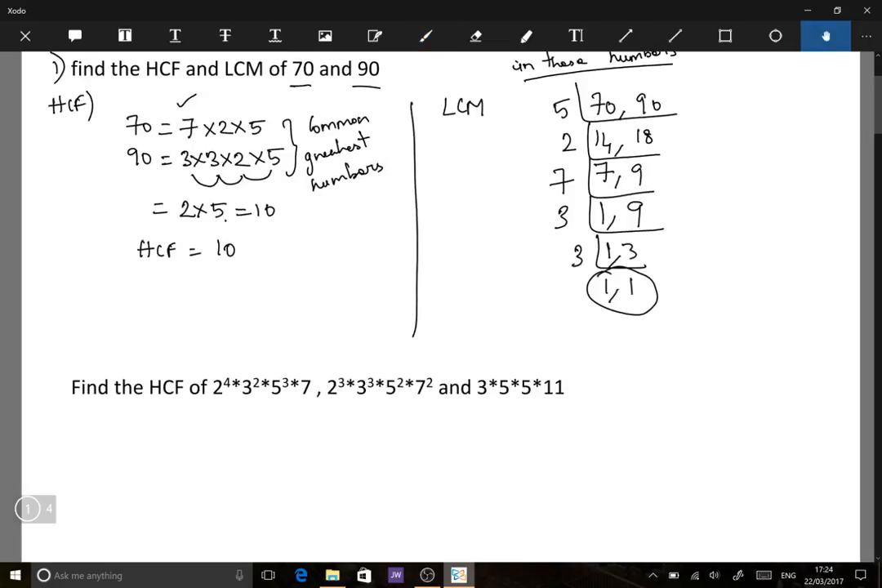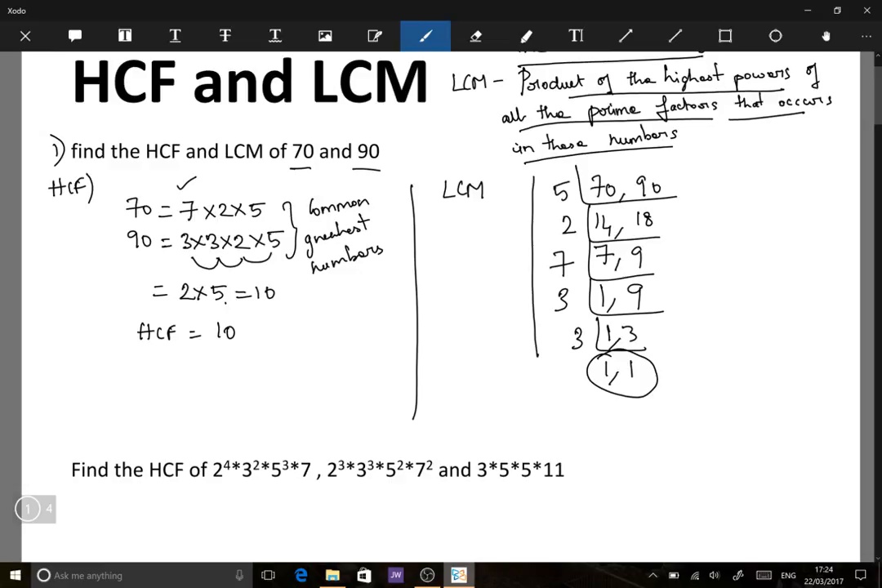I have to do this for all the numbers. It should be 1 and 1 in the last step. Till then we have to get the prime factors. Now let us write these prime factors here: 5 into 2 into 7 into 3 square into 1. That is 5 power 1, 2 power 1, 7 power 1, 3 square, and into 1. No problem, 1 square.